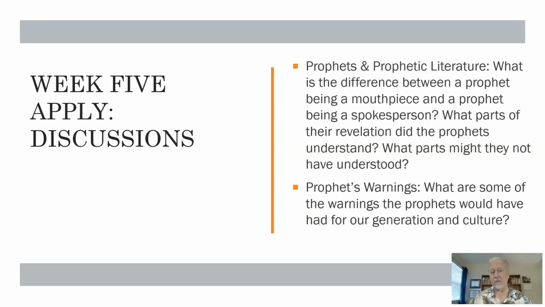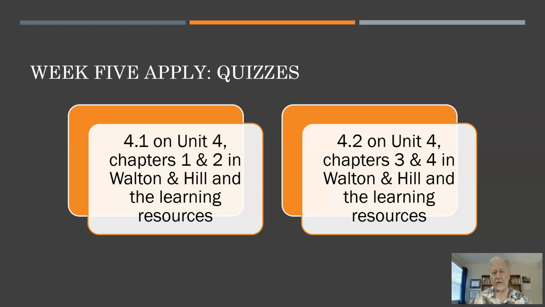So 2 very, very good discussions this week. I'm looking forward to jumping in from time to time and interacting with you as we go forward. Then, of course, there are 2 short objective quizzes, as usual. Quiz 4.1 is on chapters 1 and 2 in Walton and Hill and the learning resources. Rather than having 1 long quiz, we have 2 short ones. The second one, 4.2, is on chapters 3 and 4 in Walton and Hill and the learning resources. So, as always, be sure to feel like you are in touch with that content. The questions are fairly simple and straightforward. I'm sure you will do very, very well.